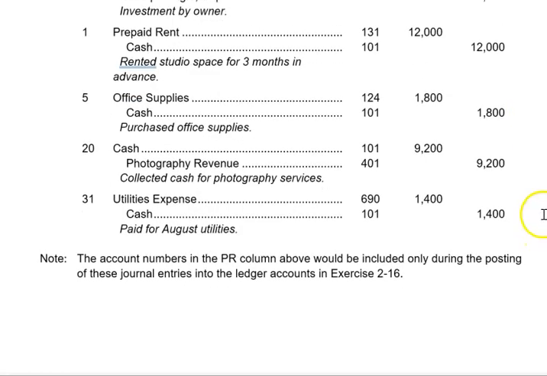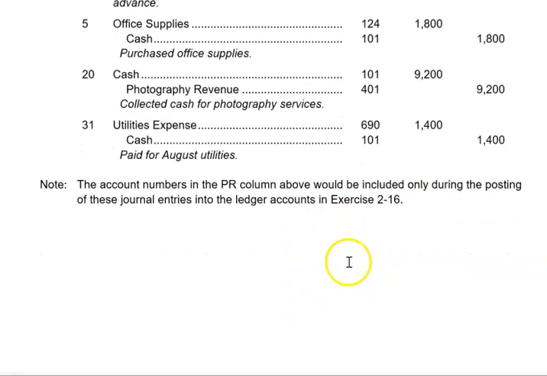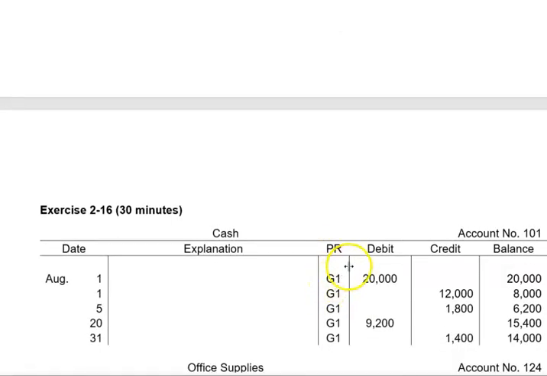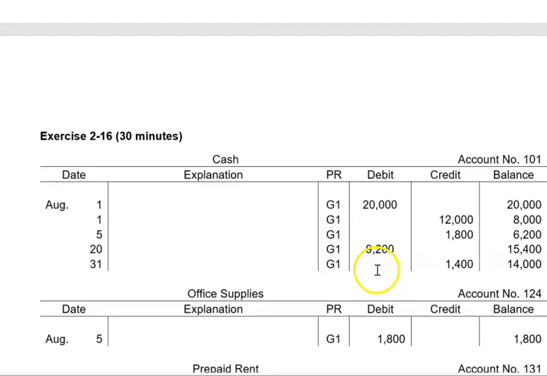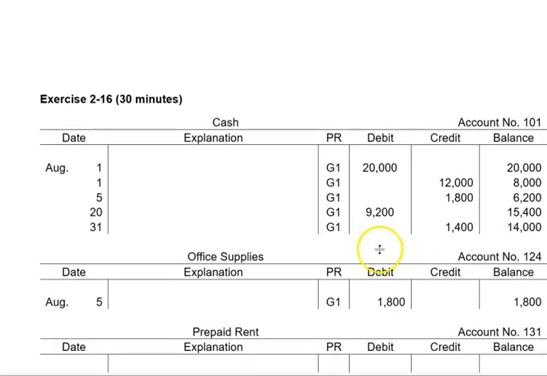So August 31st, utilities expense 1,400 and then credit cash for 1,400. And again, don't forget to put in your account numbers. Note here, the account numbers in the PR column above would be included only during the posting of these entries into the ledger, so that's what they're there for, so that you can use it when you get down to exercise 216. Okay.